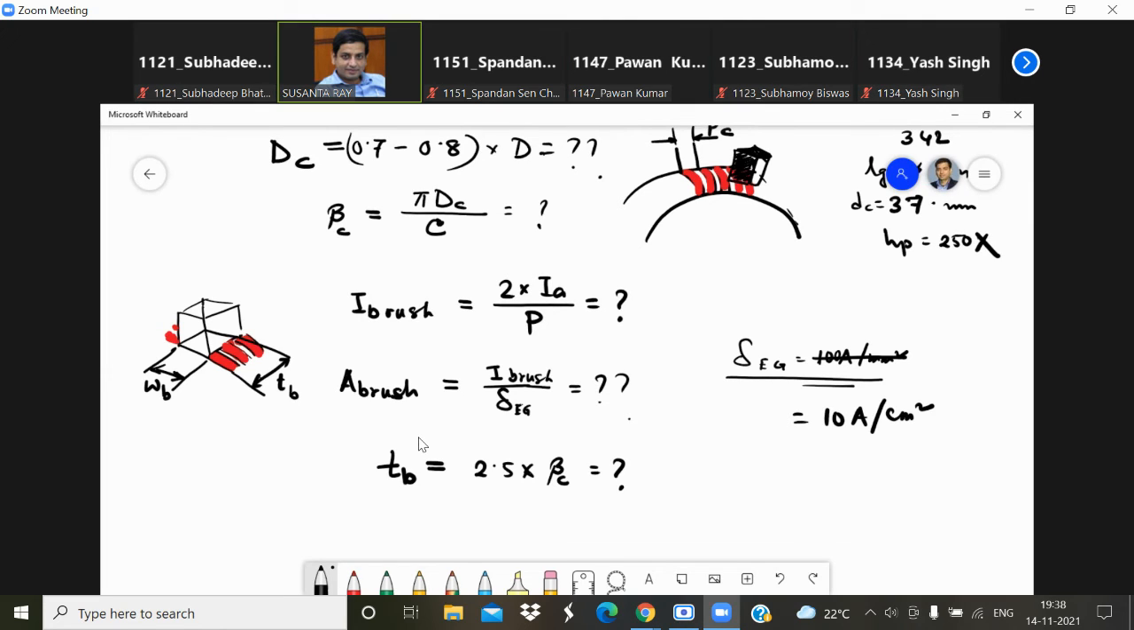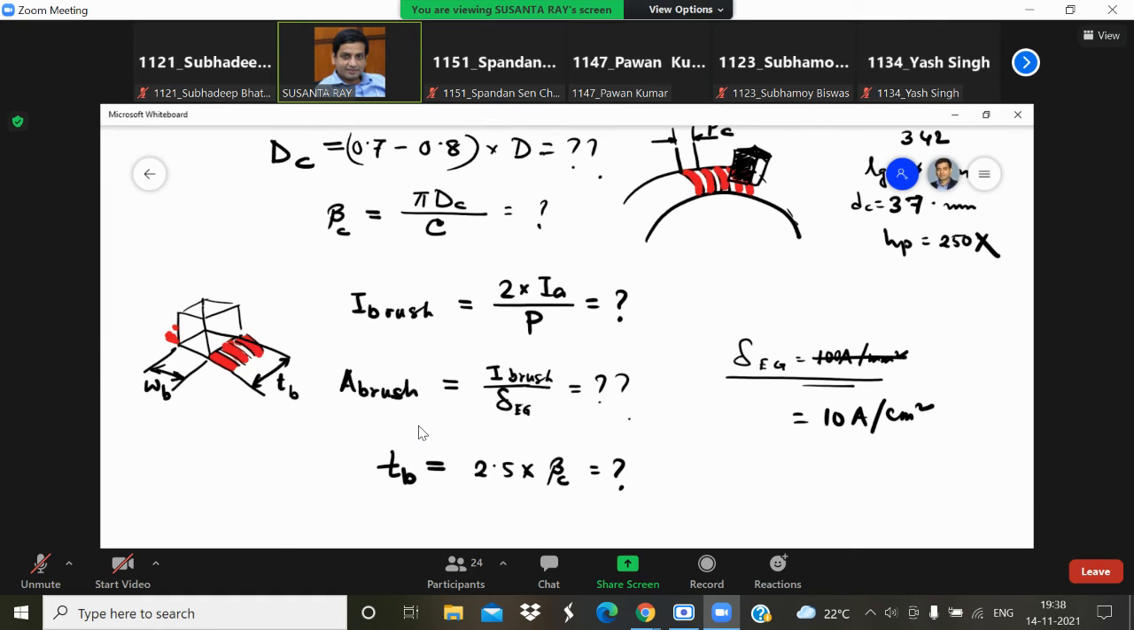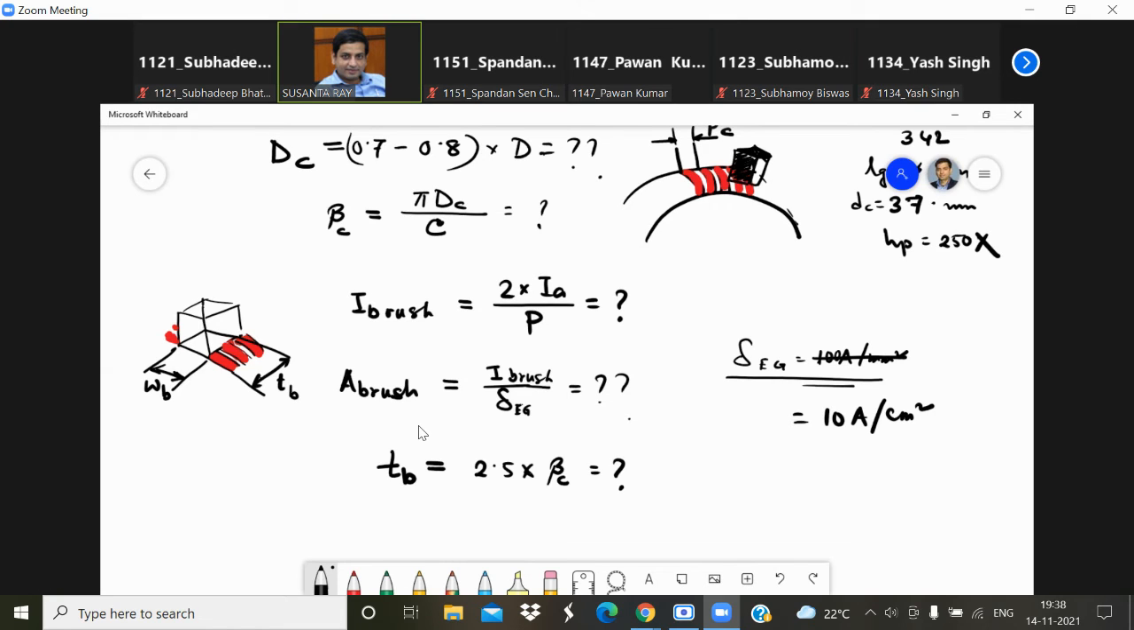No, that depends on the current rating. So thickness can vary depending on the current rating. What is the value you are getting? 13.19 mm, thickness of the brush. What is the kilowatt? 110 kilowatt. It can come like that.